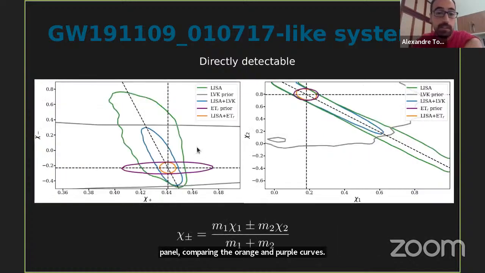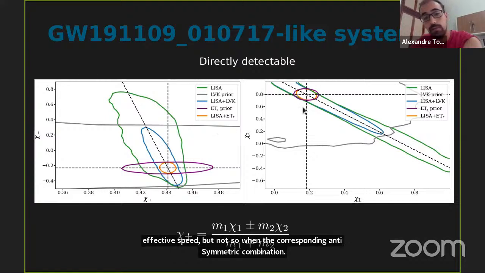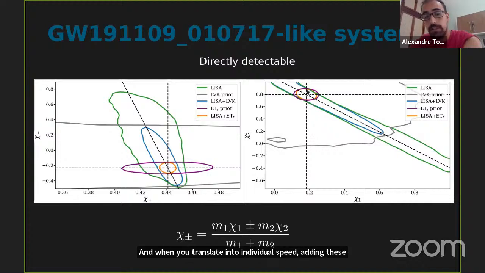We have a very similar picture here for the spin. LISA can measure quite accurately one spin combination, the effective spin, but not so well the corresponding anti-symmetric combination. And when you translate into individual spins, adding LISA has no big impact on the measurement of individual spins compared to using each alone.